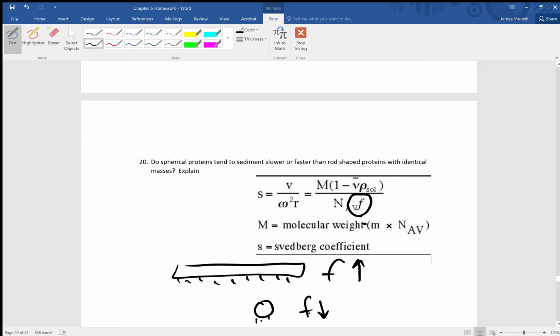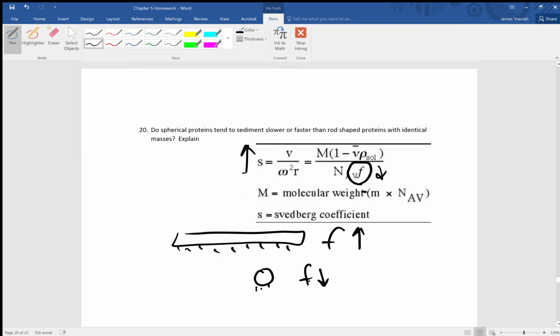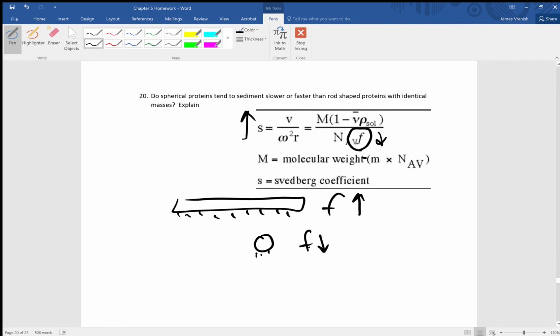And so, the question is asking us, will spherical proteins tend to sediment faster or slower than rod-shaped proteins? Well, a spherical protein has a low F value, which means that we have a low value in the denominator here. If the denominator is small, that tends to increase S. It'll increase the overall value by having a small denominator. So the answer to this problem is that spherical proteins will tend to sediment faster than rod-shaped proteins.